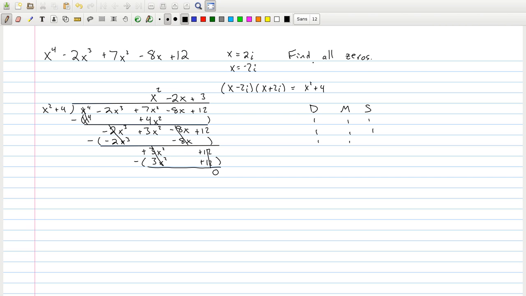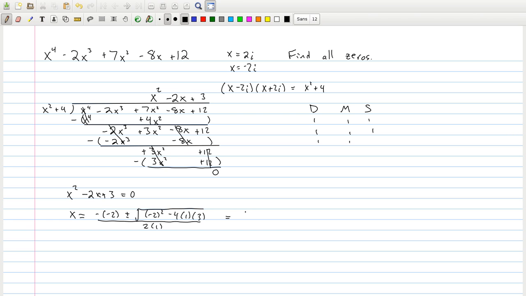Since they want us to find all the zeros, we need to keep going. We need to know when this quotient, x squared minus 2x plus 3, is 0. In theory, we can do this either by factoring or using the quadratic formula. I don't see a way to factor this, so I'm going to use the quadratic formula. This is x equals negative b plus or minus the square root of b squared minus 4ac, and this is all divided by 2a.